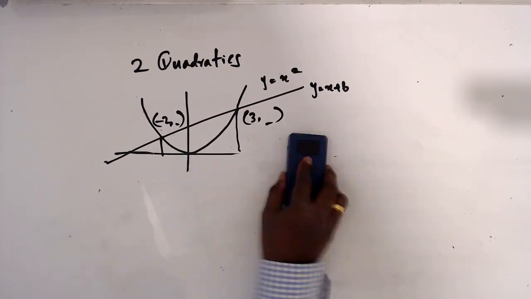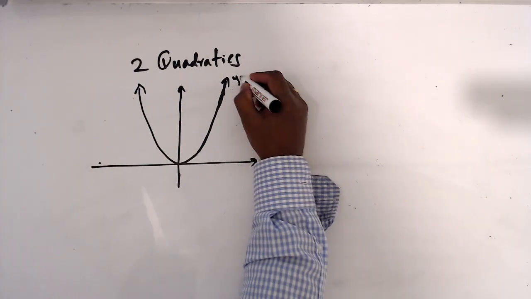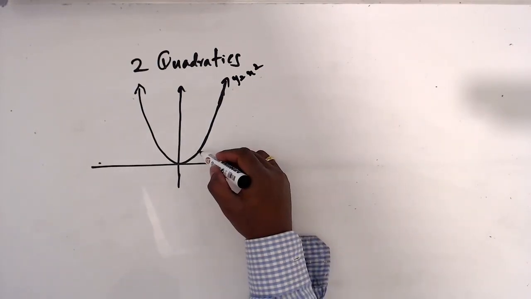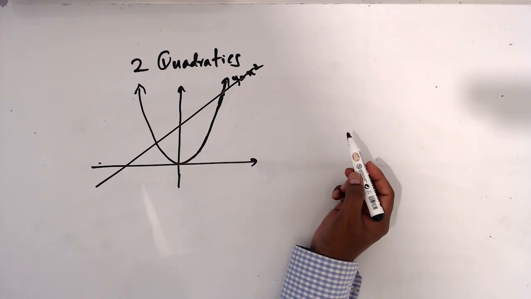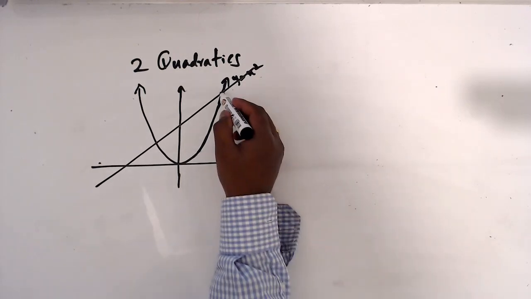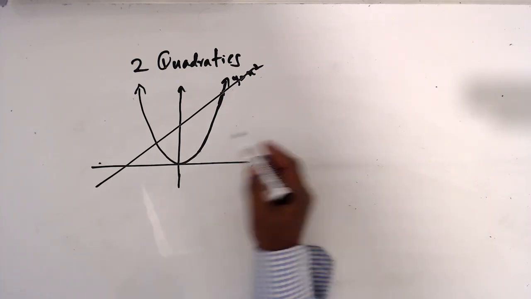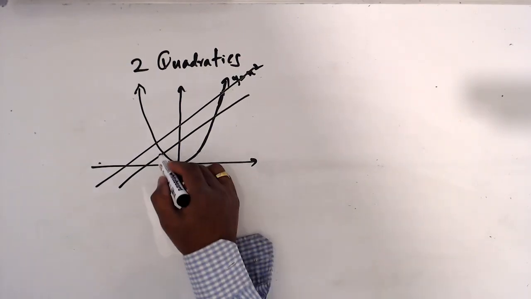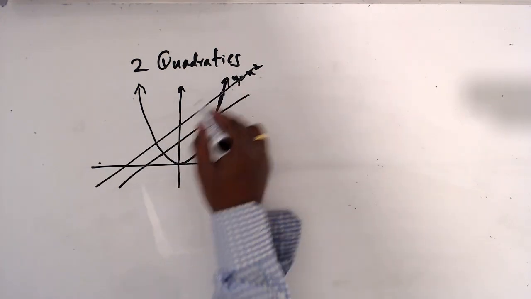Now we'll discuss a different graph. This is the y equals x squared graph. If I draw a line like this, how many intersection points are there? It's obvious there are two. It means we are expecting two solutions. And for another line, yes, we are still expecting two solutions if we solve y equals x squared and this line.